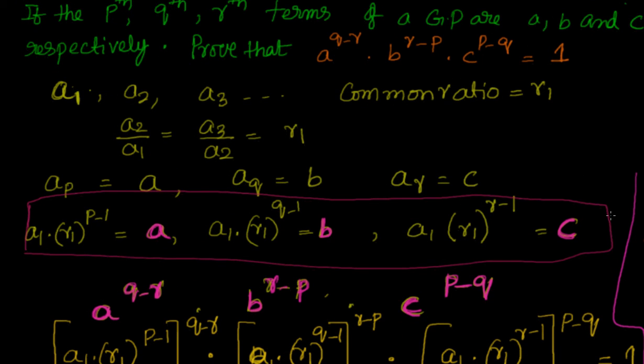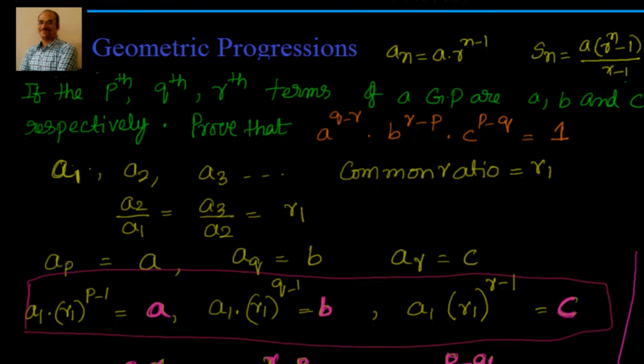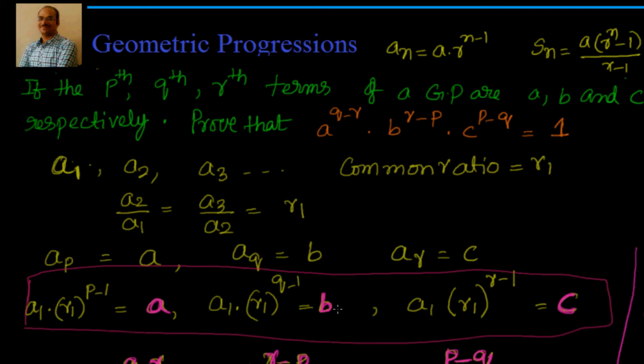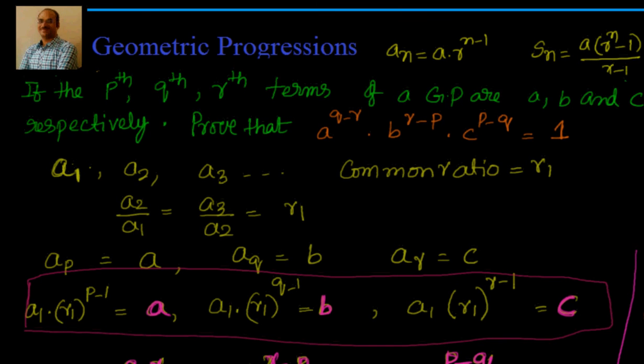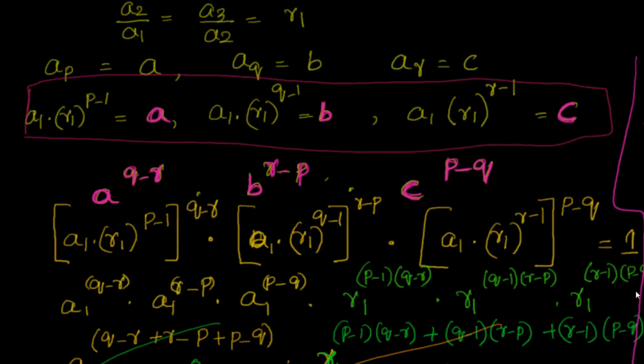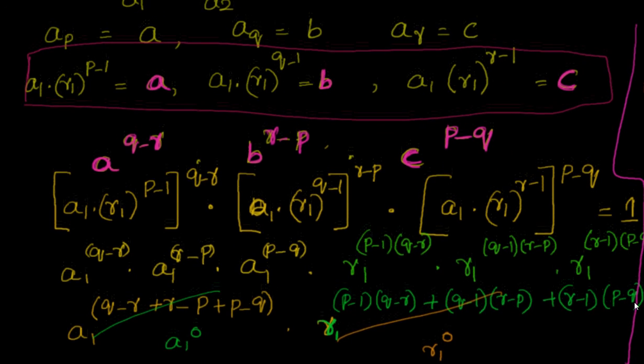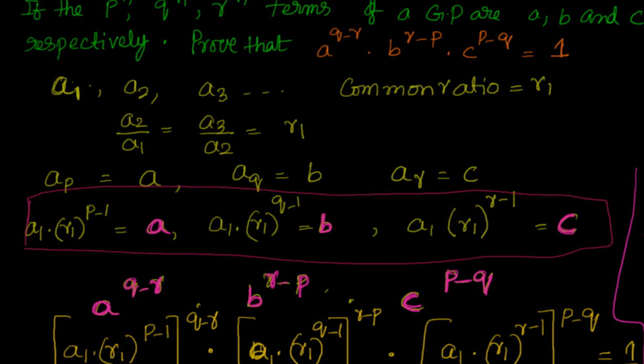Okay. So that's how we can solve this problem. What we have done is very simple. We have applied just the an equal to a1 r1 to the power of n minus 1 formula. After that, the simple rule of exponents, adding the powers, and the problem is solved.